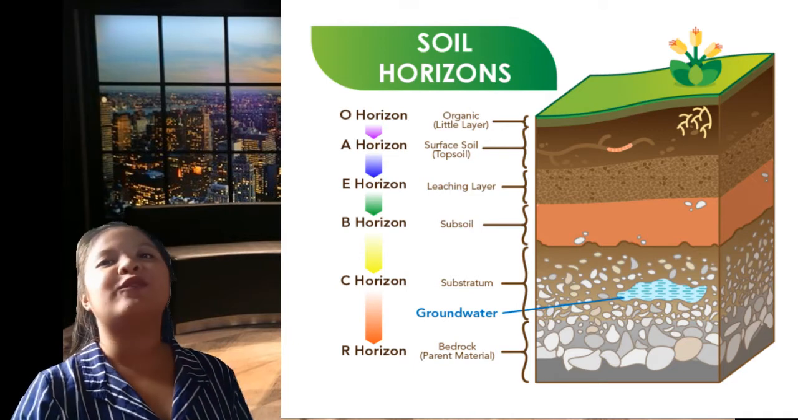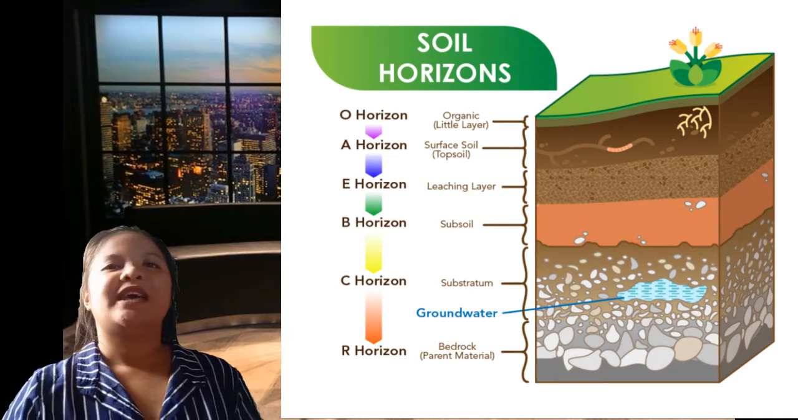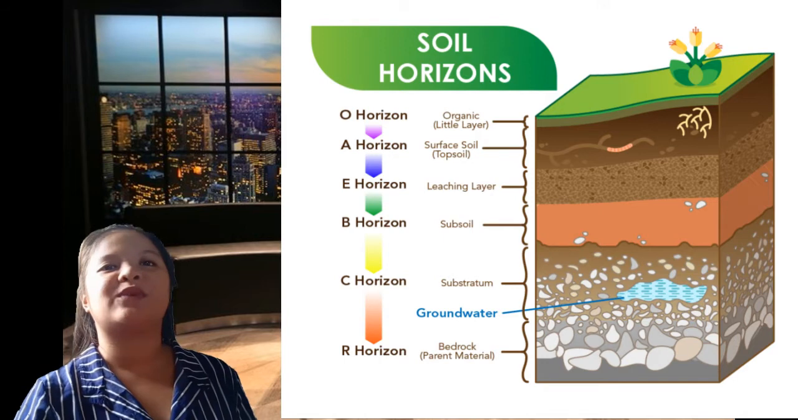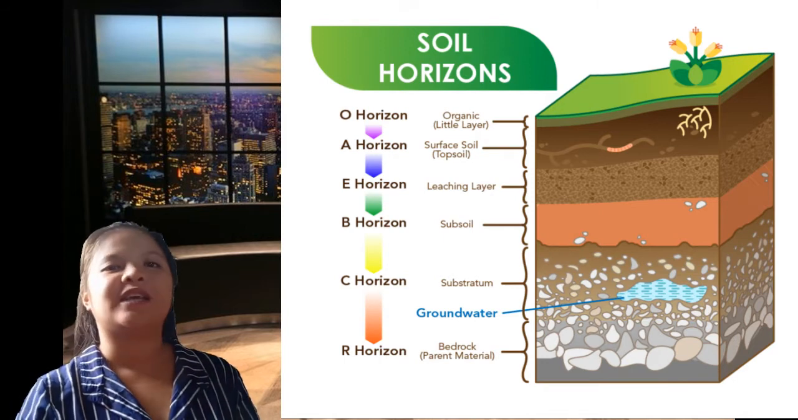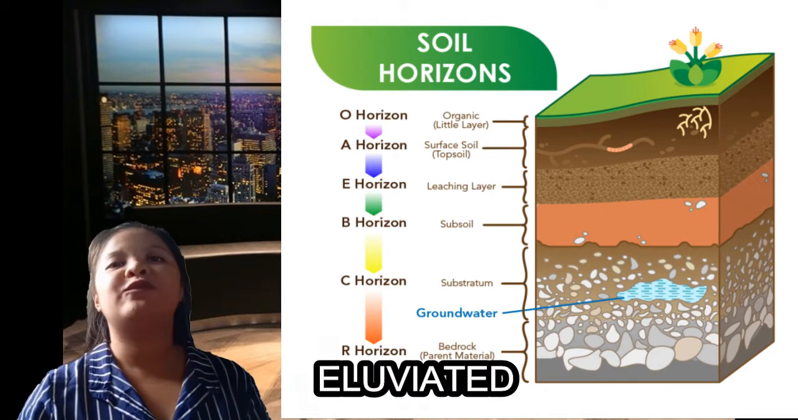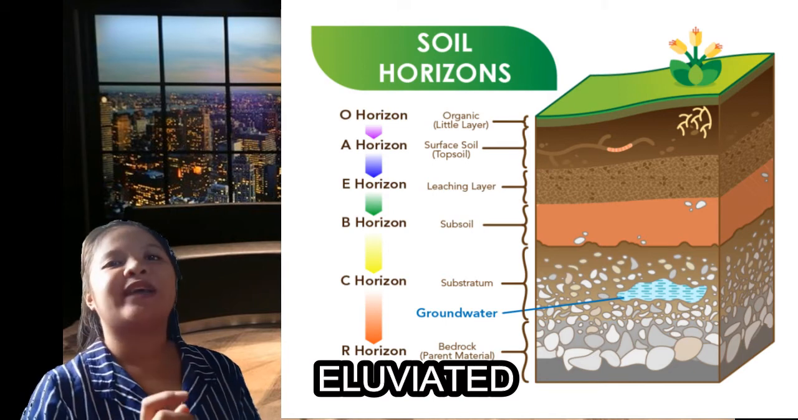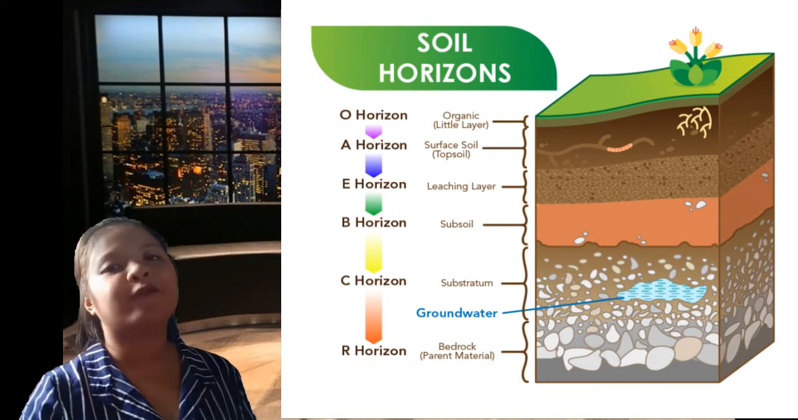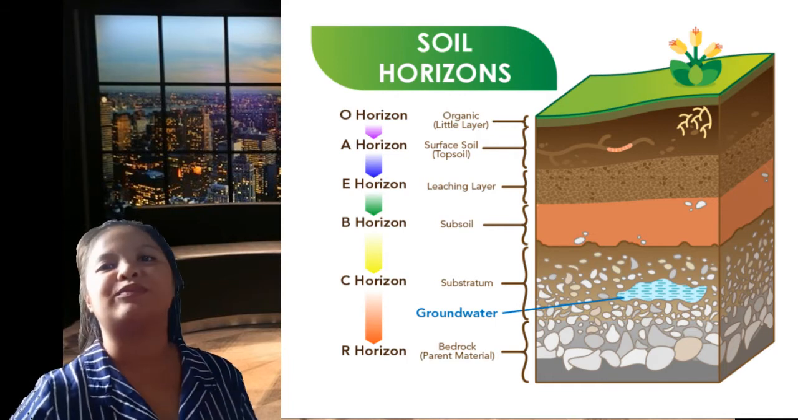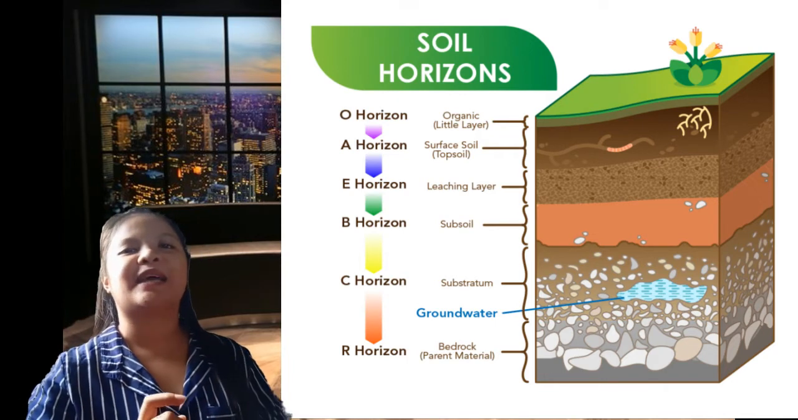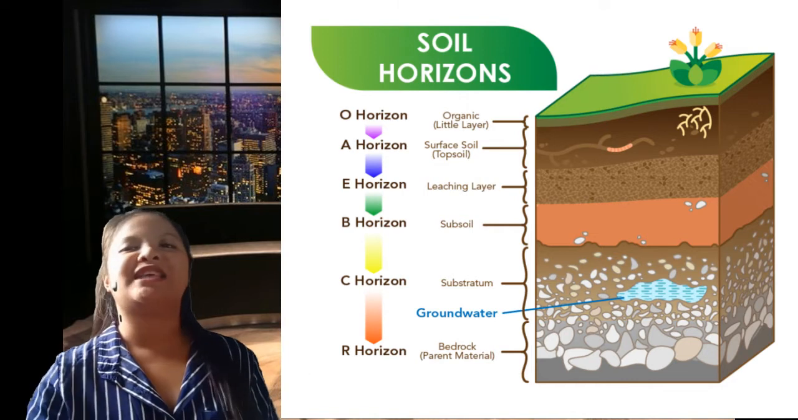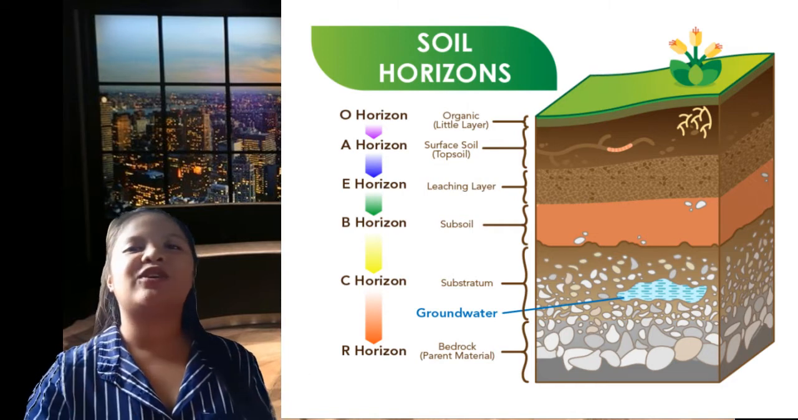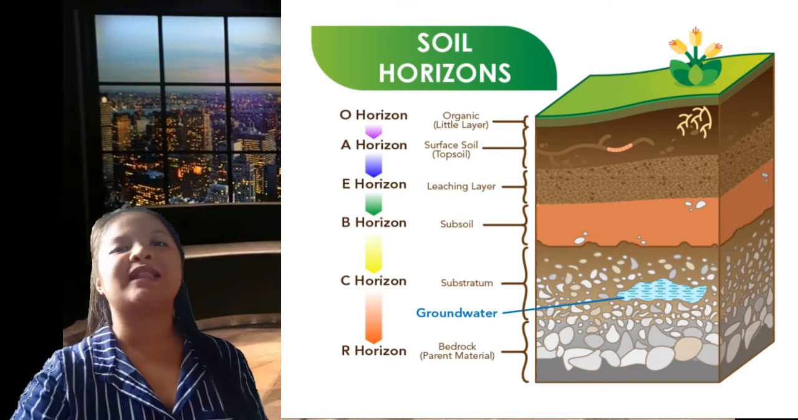Let us now move on sa E horizon. It is a mineral horizon kung tawagin sa upper part of soil. E stand for eluviated. That's why commonly called siya as layer of elution as of clay and aluminum. Ang A horizon naman is the topsoil. Nabanggit ko nga siya kanina. Rich siya sa decayed organic matter at sa ugat ng mga halaman.